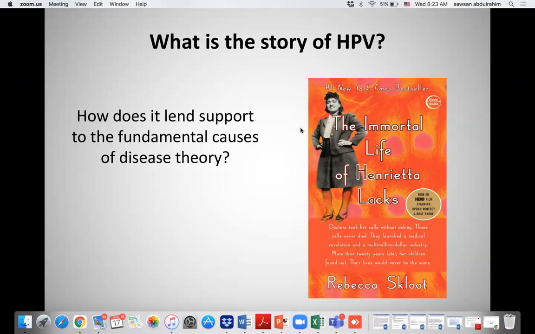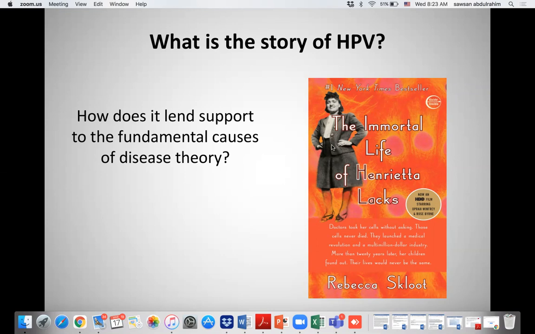For those of you who have time and who are interested, maybe in the summer, this would be a summer reading. I highly recommend this book. It's a very interesting book, and it touches on science, on ethics, on United States history, on racism, everything. It's written by a journalist. The book is called The Immortal Life of Henrietta Lacks.